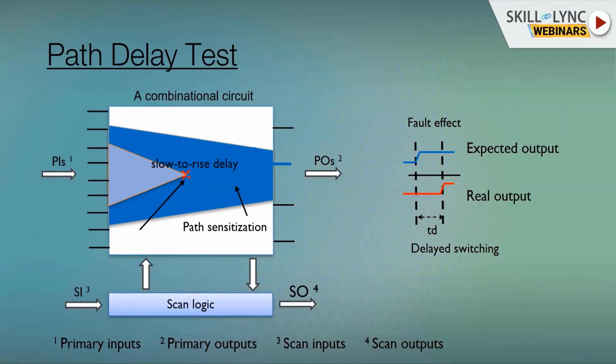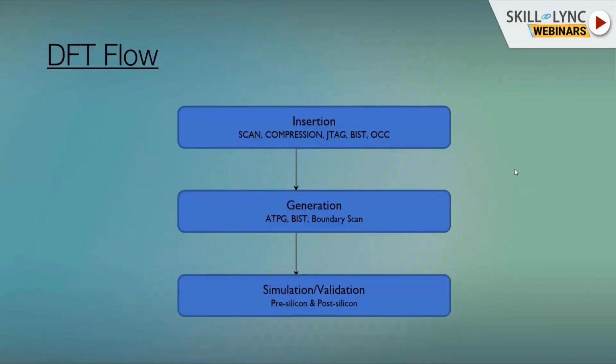So this is a summary of the entire DFT flow where a DFT engineer will be working. First the scan chains are inserted and then compression logic is inserted. Also the ATPG patterns are generated after that. These patterns are simulated and then validated in silicon on a chip. Once these are done, then we go to the validation of it. Moving on to the next slide, I'll describe that.